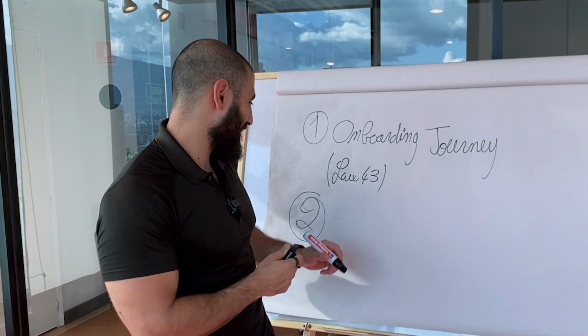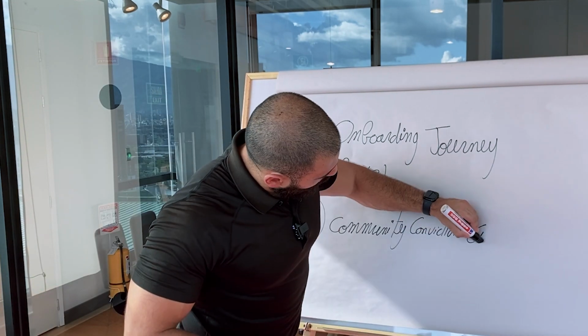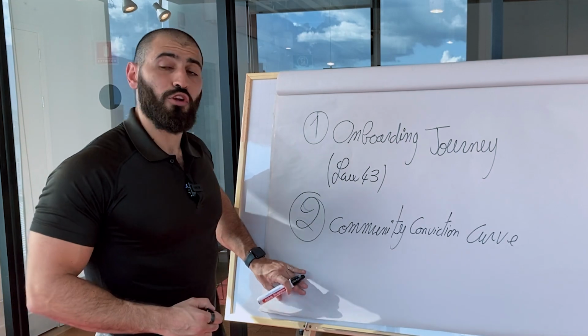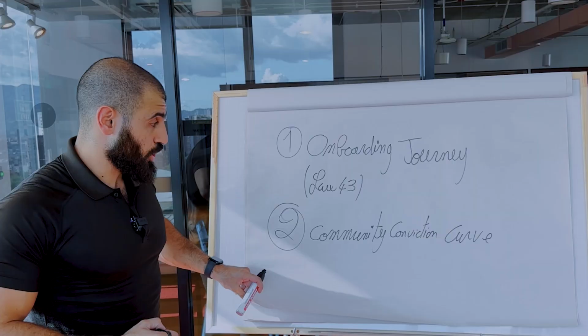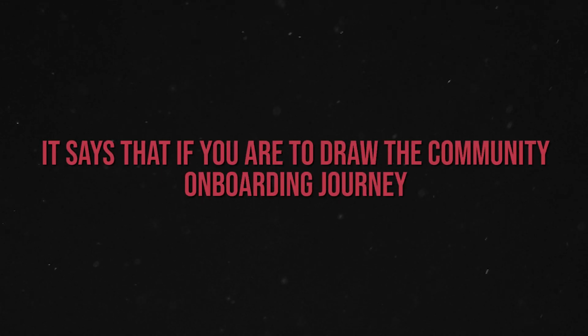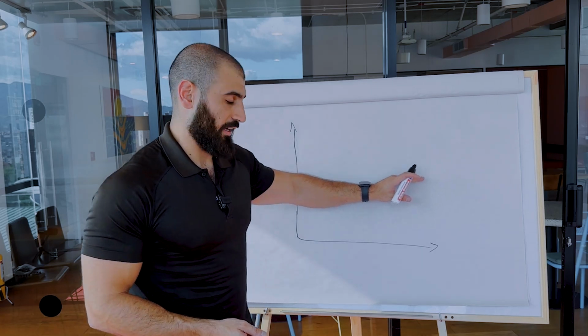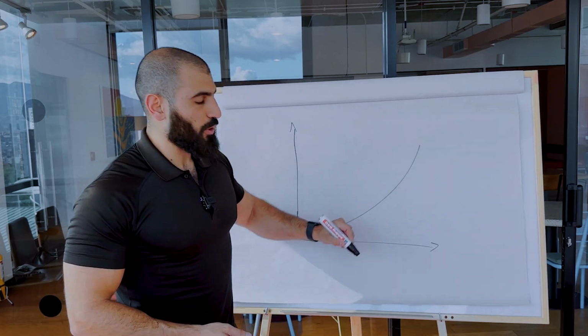Right here, I need to change my pen. The second point is the community conviction curve. So if you haven't heard of the community conviction curve, this is something that I have spoken about before on this channel. And what it says is that if you are to draw the community onboarding journey, it doesn't usually look like a straight line. What it more looks like is an exponential line.